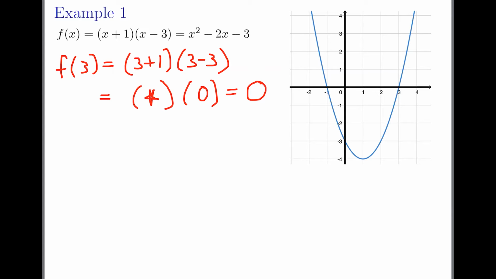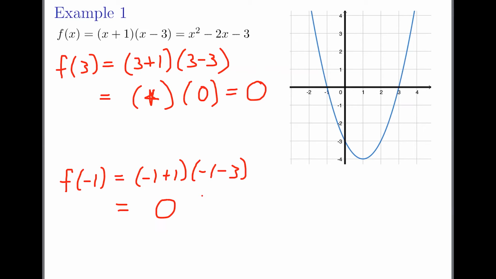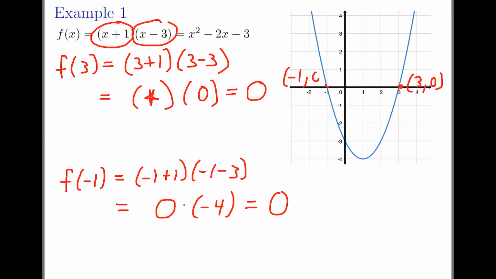And in fact, there's one other number we can easily see that we can plug in, and it gives us 0. f(-1), that's going to be (-1 + 1) times (-1 - 3). And that's 0 times -4. And sure enough, that's equal to 0. So the point is, our function is built out of two pieces that are being multiplied. And if you can make either of those pieces 0, their product will be 0. So f(3) is 0, and f(-1) is 0. And that explains exactly why we have this point, (3, 0), and this point, (-1, 0), on the graph.